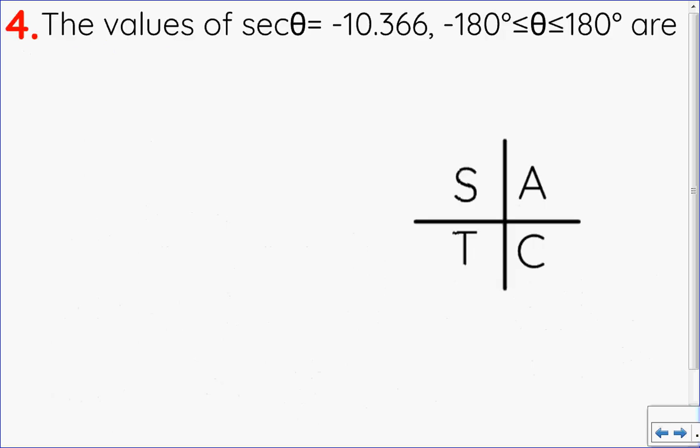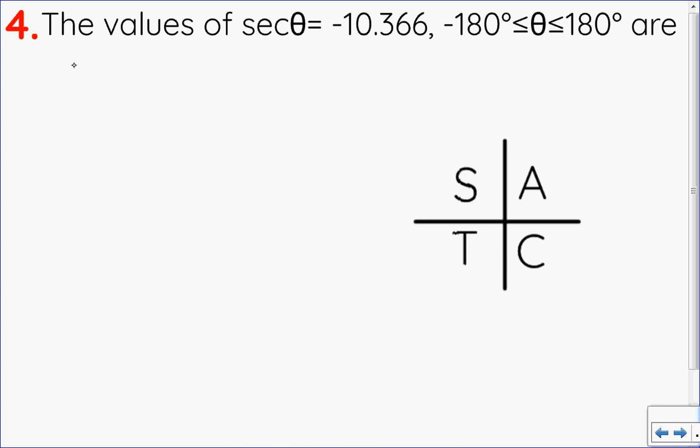Okay, in the last question here, I'm going to work with secant. I know the ratio of secant, but I want to find the angle that satisfies that equation in the restricted domain from -180 to +180. Okay, so instead of working with secant, I want to work with my primary trig ratio, which is cosine. So what do I know?